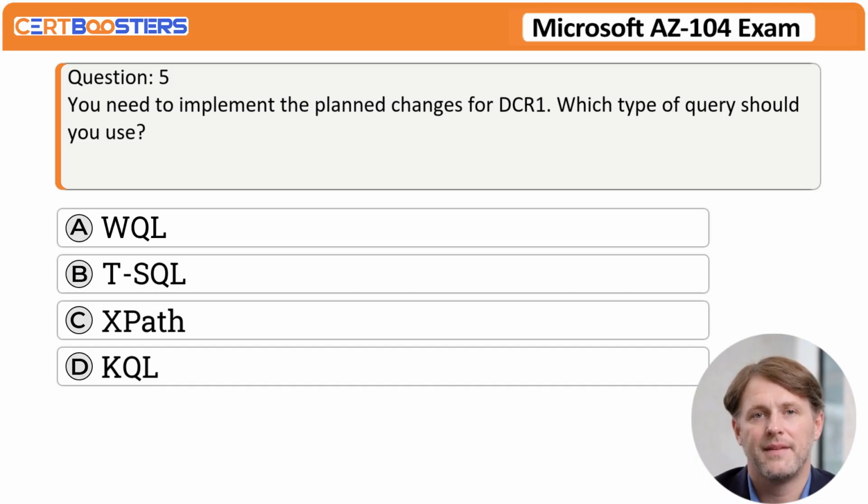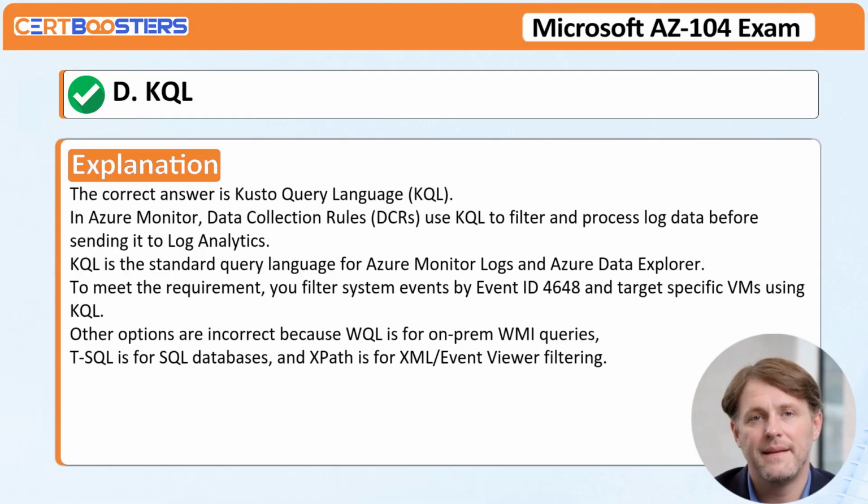Question 5. You need to implement the planned changes for DCR1. Which type of query should you use? A. WQL. B. T-SQL. C. XPath. D. KQL. Answer: D.